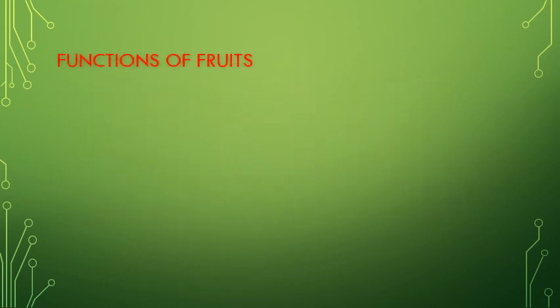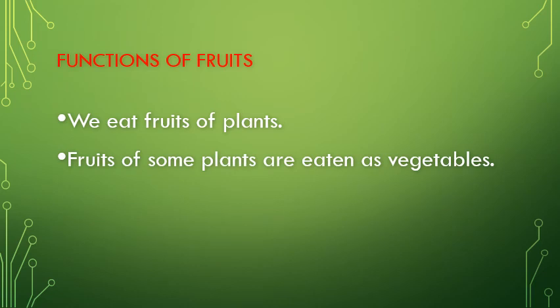Let us see the functions of fruits. We eat fruits of plants like apple and banana. Fruits of some plants are eaten as vegetables. Examples are pumpkin, tomato and brinjal.